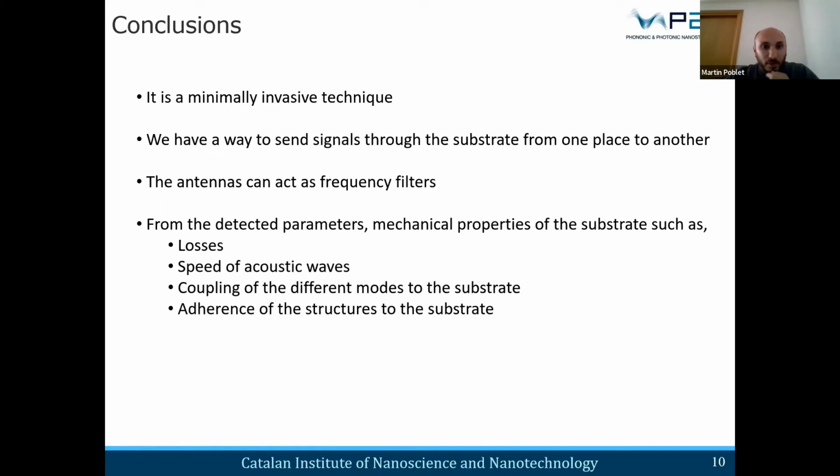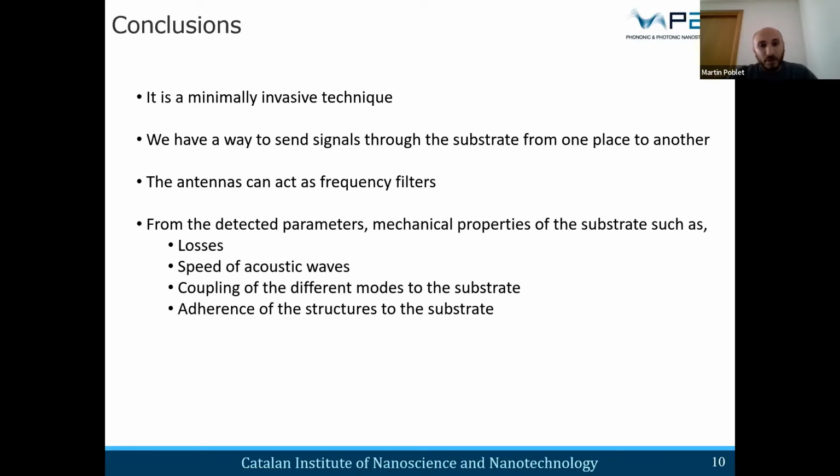So finally, some conclusions to finish. PAN-Prof is a minimally invasive technique. Using antennas, we have the possibility of sending signals from one point to another on the substrate. We control frequencies and amplitudes, and without the need for any electronic conversion, taking into account that the detected frequency will be determined by the convolution between the spectra of each antenna. We can use them as frequency filters.